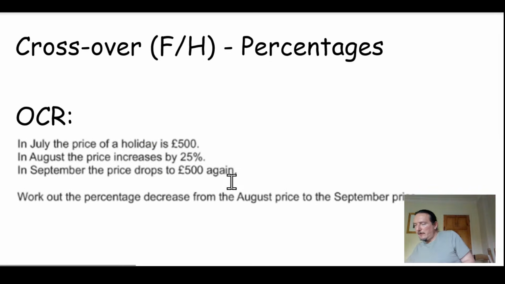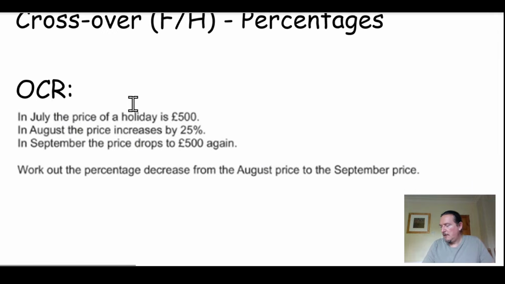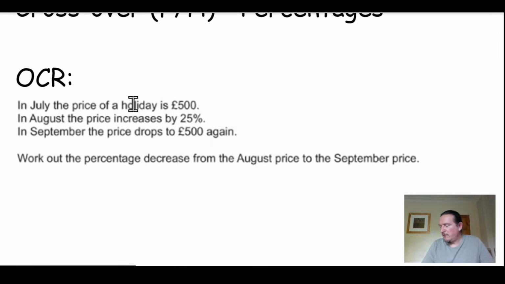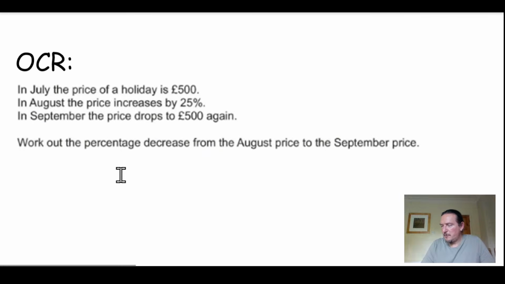Right, crossover percentages. So OCR question first. In July, the price of a holiday is £500. In August, the price increased by 25%, and in September, the price dropped by £500 again. Work out the percentage decrease from the August price to the September price. So you've got a £500 holiday. It goes up by 25%, and then it drops down again, and it goes back to £500.